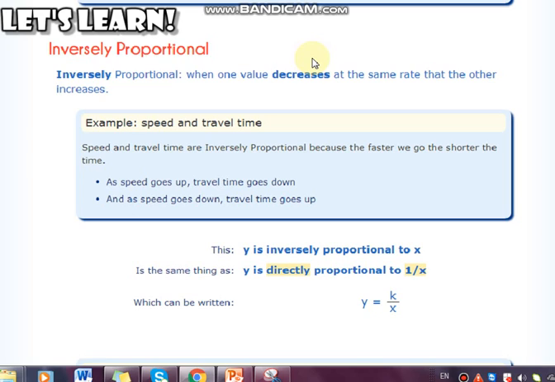The example which we saw in the last class is basically speed and time. The faster you travel, the less time it will take you to reach a destination. So let's look at the questions.